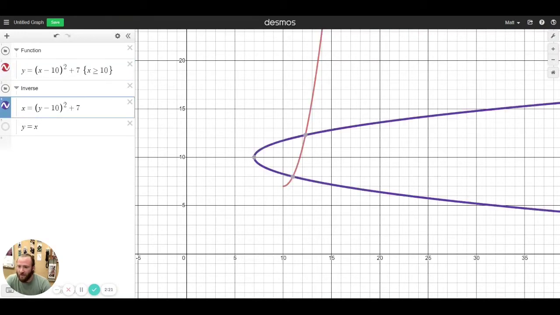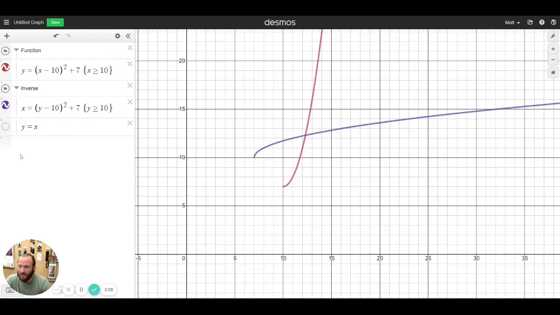And what's that effect going to be? Well, for the inverse, I type y greater than or equal to 10. And we can see that now there's still the reflection across the line y equals x. But the purple one is now a function, right? So we've actually forced the parabola to be one-to-one so that its inverse is a function. And this is how graphs work with inverse functions.